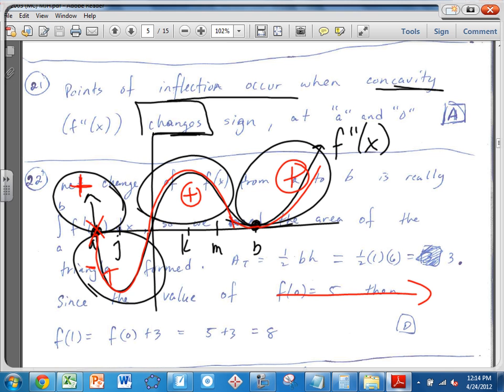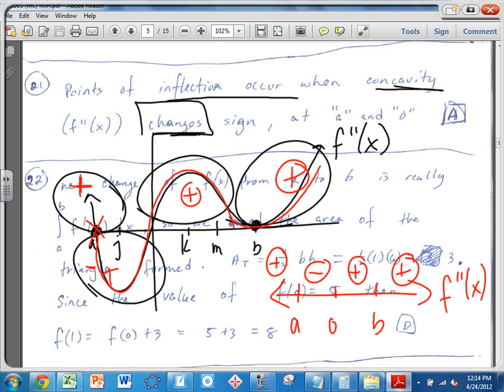If I were doing a number line here for f double prime of x, this is what it would look like. I would have A here, the origin right here, and B right here. That's all that would matter. Again, this is positive, this is negative, this is positive, this is positive. Everything is above the axis over here, thus my second derivative is positive. Everything is below the axis over here, thus my second derivative is negative. Everything is above, thus my second derivative is still positive.